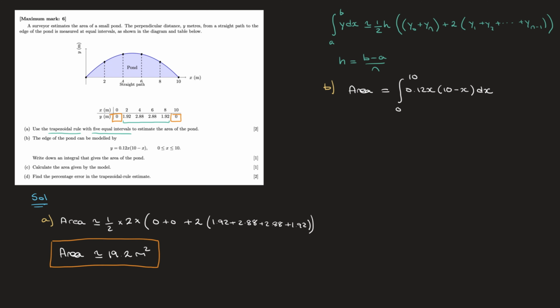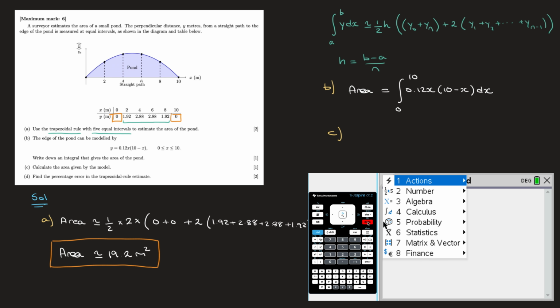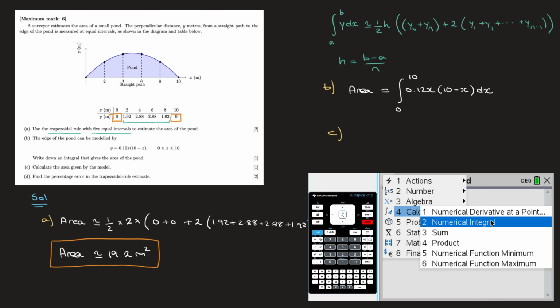That being said, I carry on and I move on to question C. And in question C, we're told to calculate the area given by the model. In other words, we need to calculate the area we get using this definite integral. And so for that, I turn over to my calculator again, and on the TI Nspire CX that I'm using here to calculate that definite integral, from the scratch pad or any calculator page, all we have to do is click on Menu, followed by the fourth option, Calculus, followed by the second option, Numerical Integral.